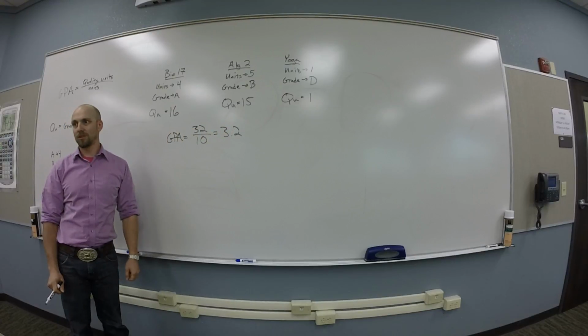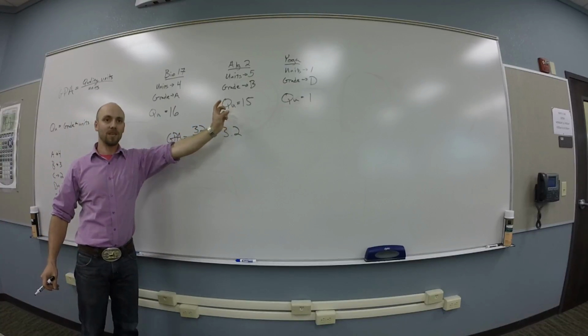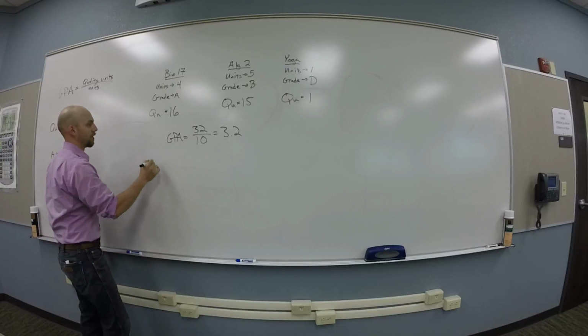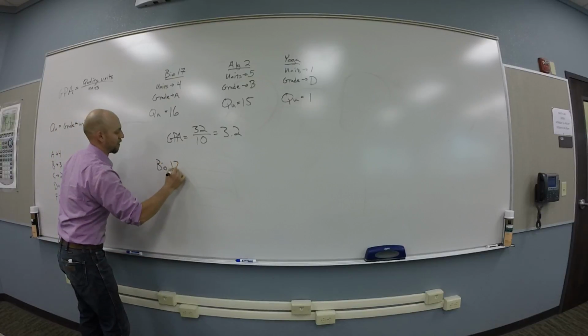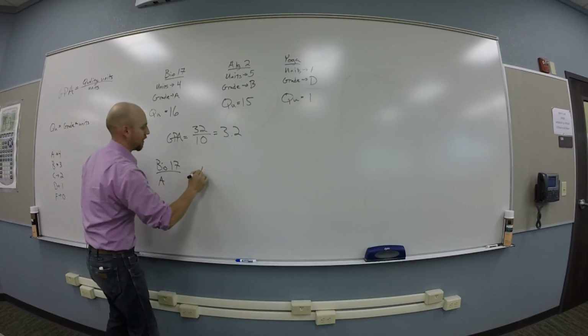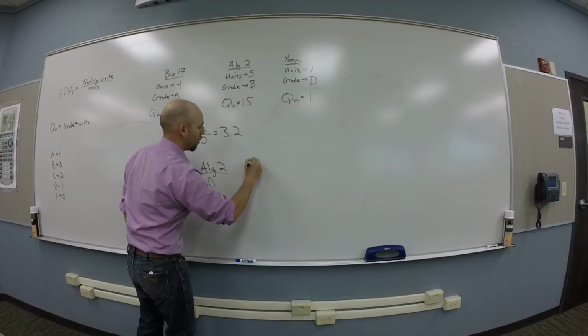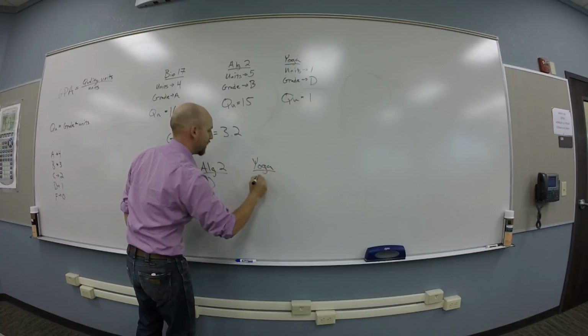You guys see how that works? So it's weighted by the units, right? What if we swap the B and the D? It would go down. Bio 17, you got an A, Algebra 2, you got a D, and Yoga, you got a B.